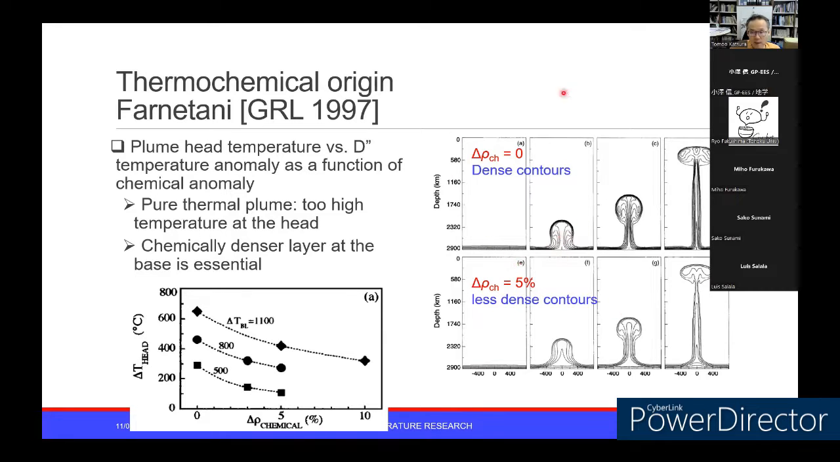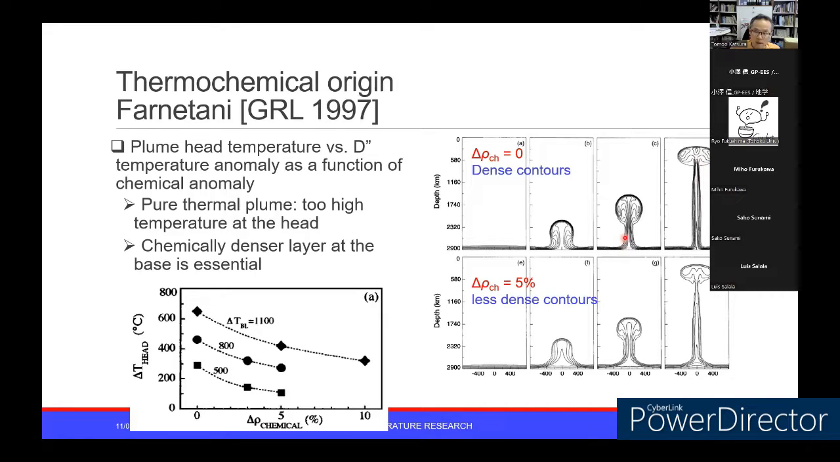The upper one shows the mantle plume without chemical heterogeneity. And the lower one shows the mantle plume with the chemical heterogeneity at the base with a 5% excess density. These contours indicate the intensity of the temperature anomaly.